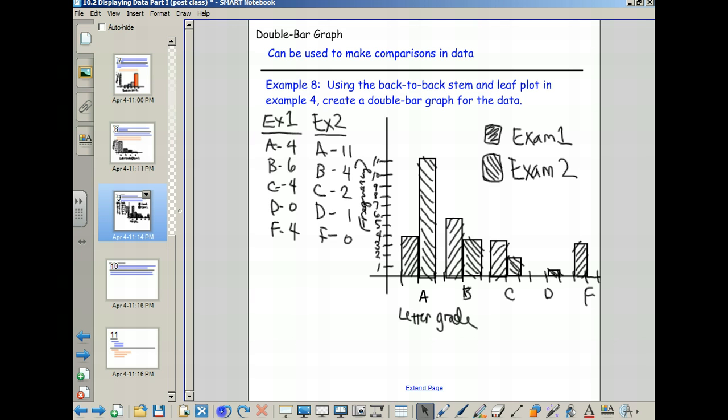And yet again, we have another visual representation for comparing this data. Okay?